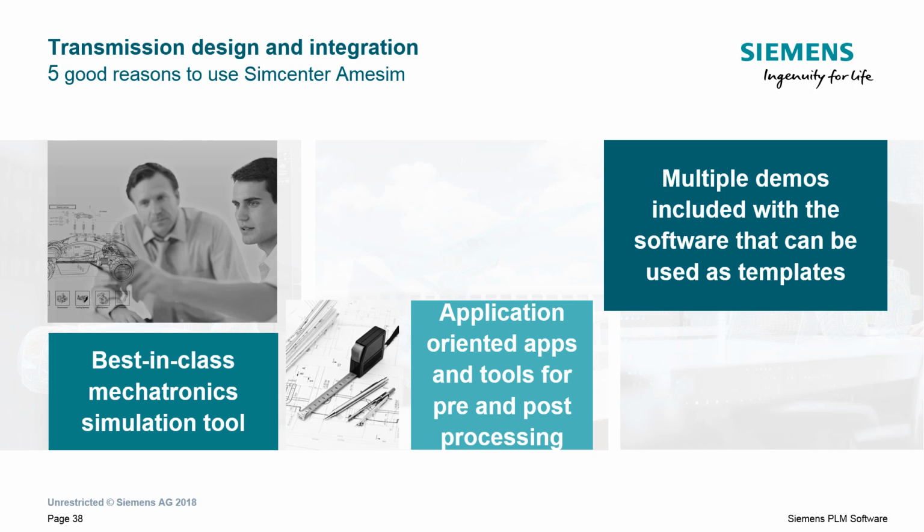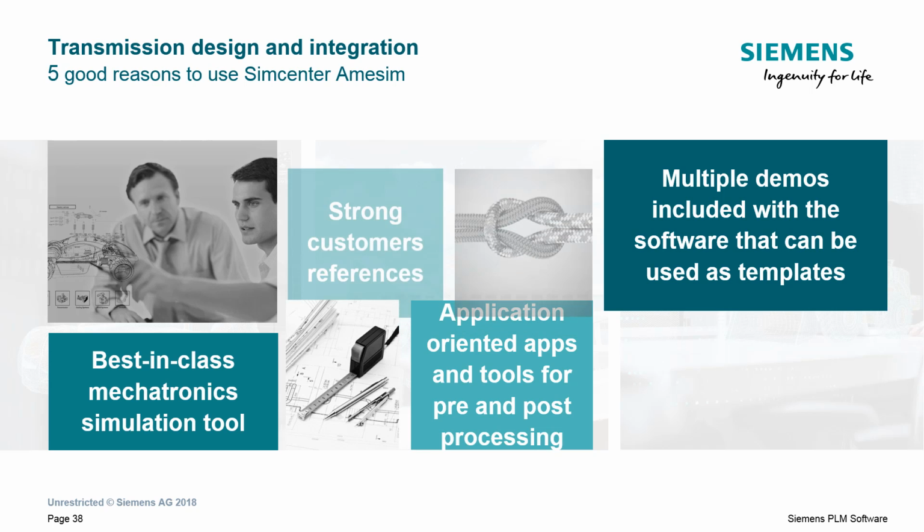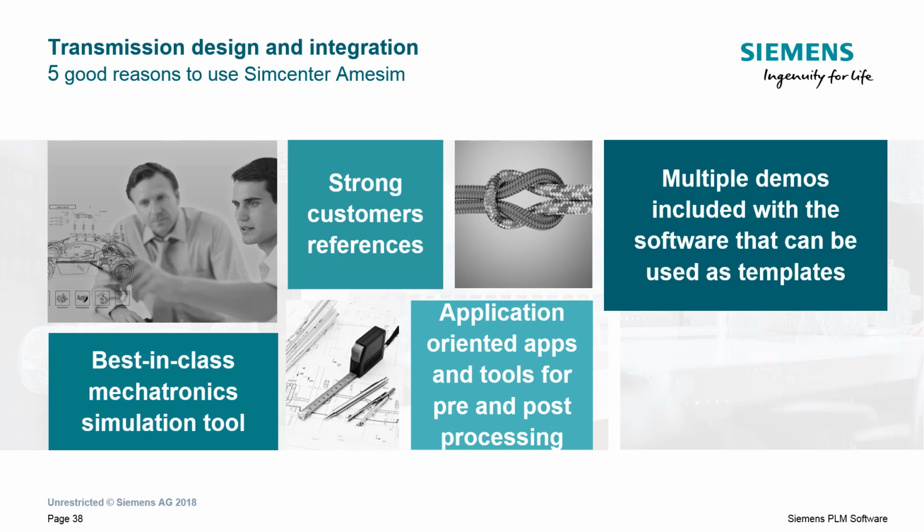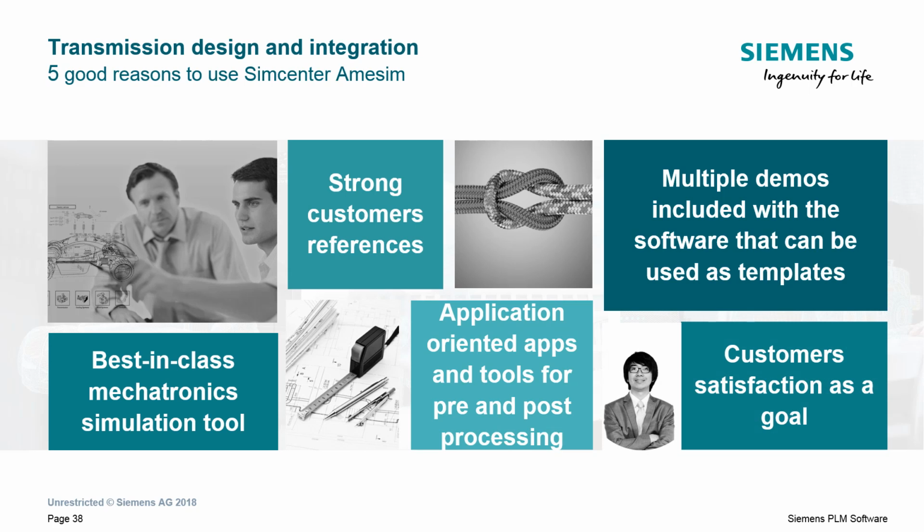Thanks to application-oriented apps, analysis and visualization tools, users can build and simulate models more easily, accelerating the design process. Thanks to its 30 years of experience with system simulation, Siemens counts more than 800 innovative companies using SimCenter AMESim, including most of the automotive OEMs and transmission suppliers. Siemens regularly integrates new features in the simulation software and closely supports SimCenter AMESim users in order to satisfy customers.